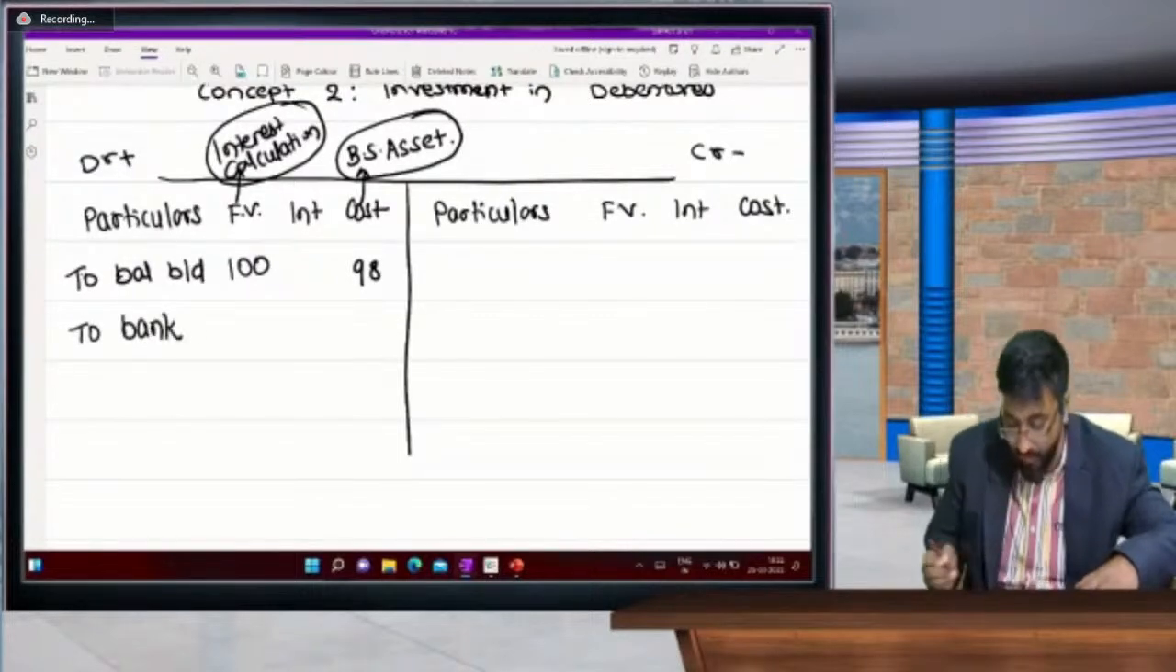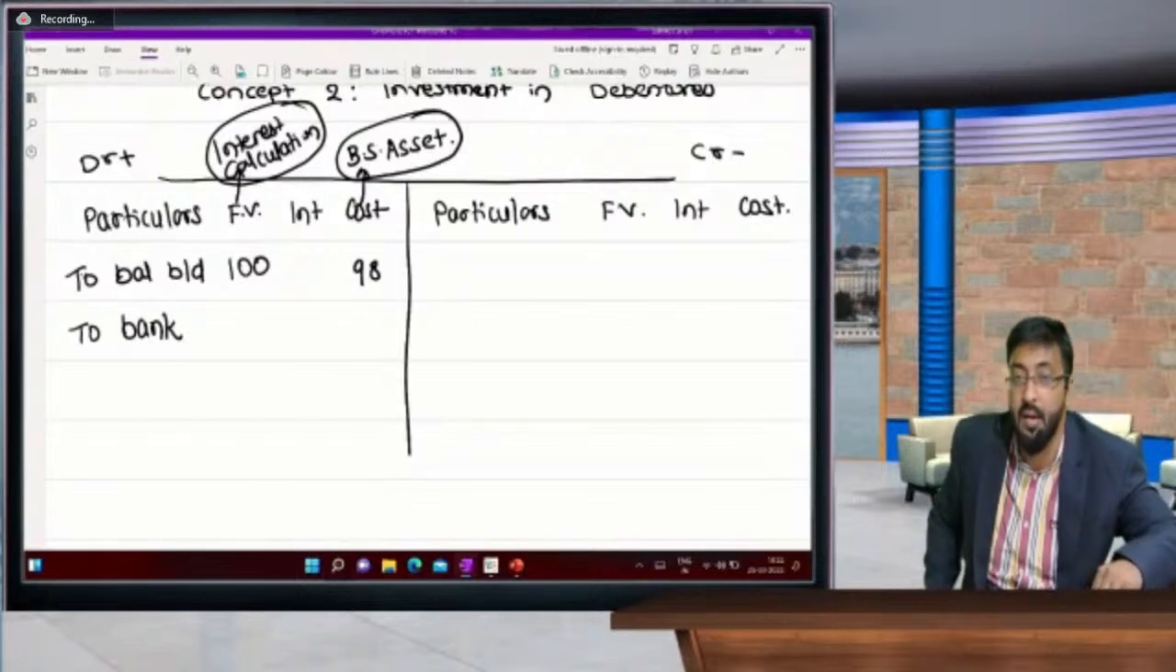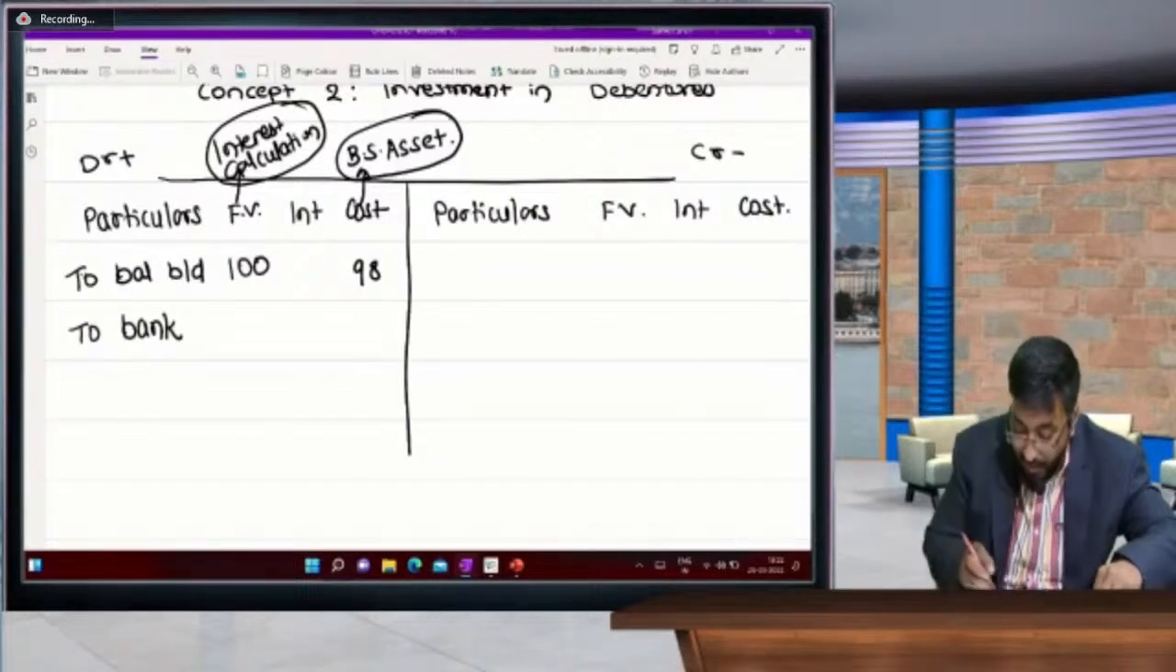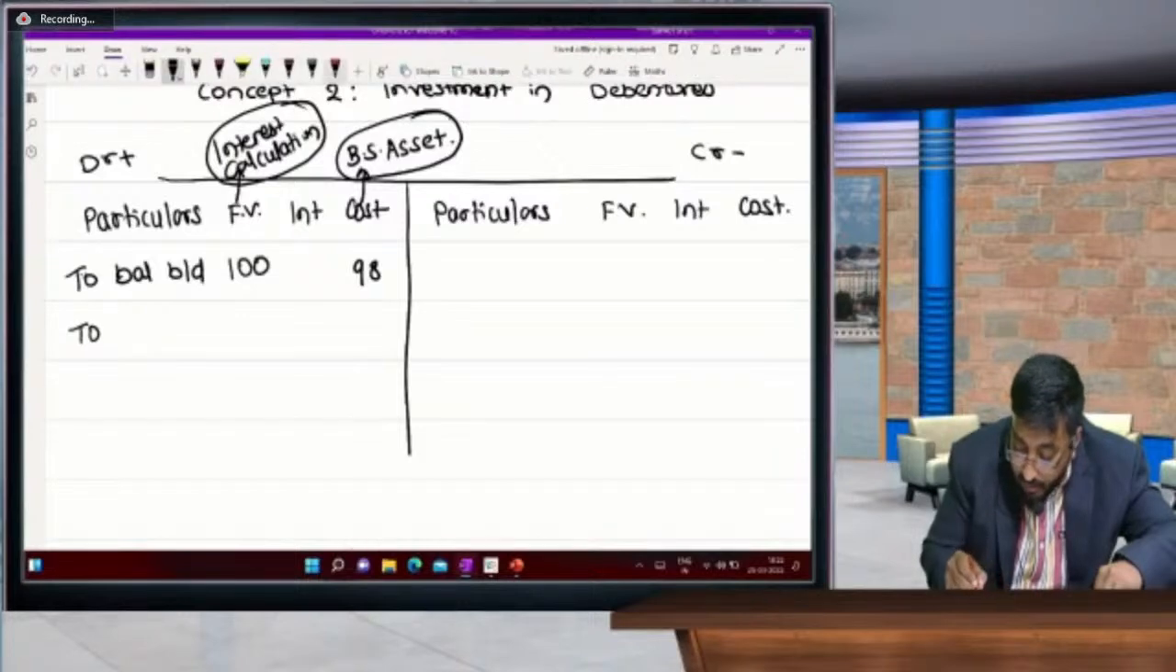To bank. Here face value is to bank. Okay, so face value to bank, this entry will come. But wait. Before that, yes, there will be one more entry.